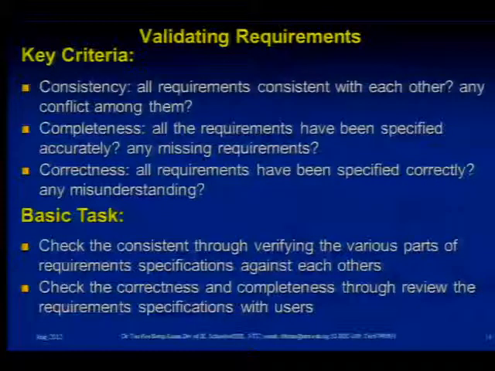Completeness means whether we have missed out any requirements, some other requirement that the user also required, but we missed it out. So completeness is to ensure that we have specified all the requirements. Correctness means all the requirements have been specified correctly, that means there is no misunderstanding. So these are the 3 keys when we do any validation task: consistency, correctness, and completeness.